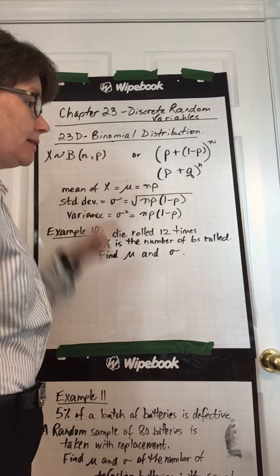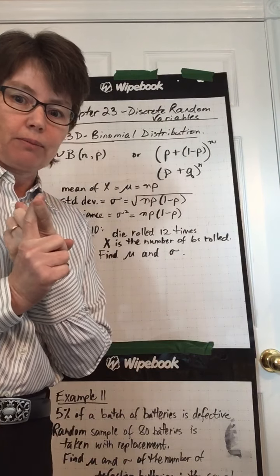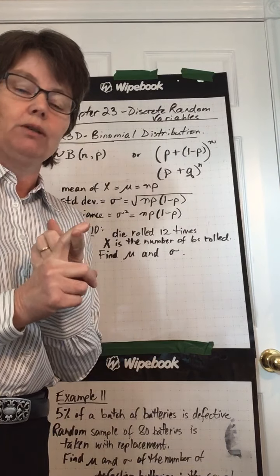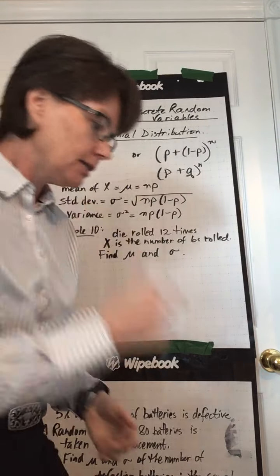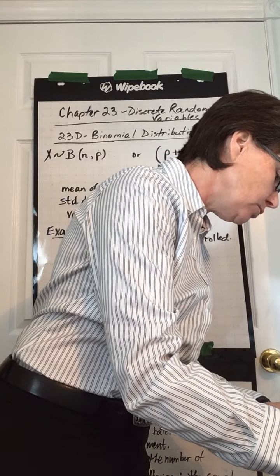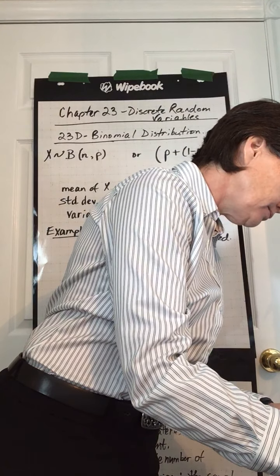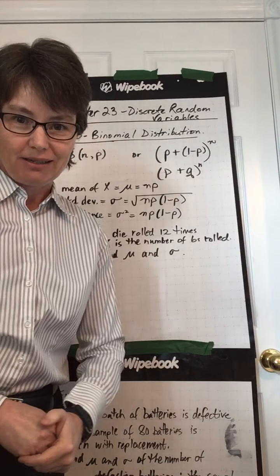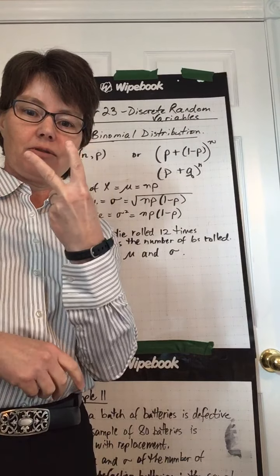That means that it meets those two criteria. There's a probability of success or failure. Only those two things can happen. We get what we're looking for or we don't get what we're looking for. And the second thing, goodness, I forget the second thing. That's all of the probabilities have to add up to 1. Each of the trials is independent of the other. That's what it is.